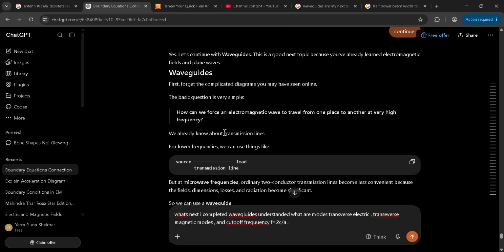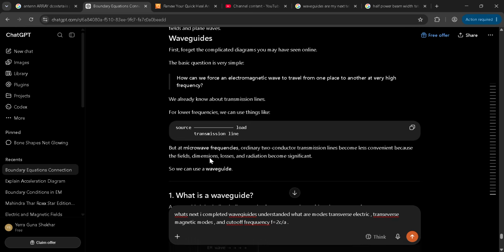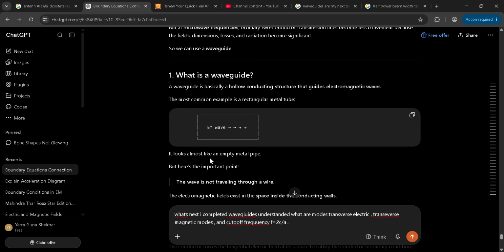Why does the metal wall matter? Remember what happens when an electromagnetic wave encounters a good conductor. The conductor forces the tangential electric field at the surface to satisfy the boundary condition: it equals zero. This is directly connected to the boundary conditions that you have already studied. So the conductor constrains the electromagnetic field. The constraint allows particular field patterns to exist inside the guide.